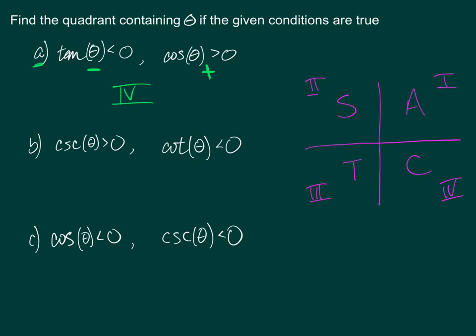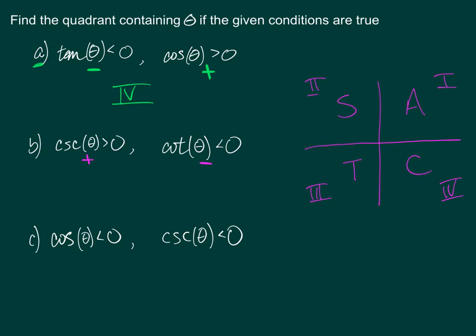So again, in quadrant 4, cosine and secant are positive and everything else is negative. So tangent is one of those everything else, so it must be quadrant 4. In the next example, we have the cosecant is bigger than 0, so that's positive, and the cotangent is less than 0, that's negative. But we don't have cotangent and cosecant listed over here anywhere. We have all, sine, tangent, and cosine.